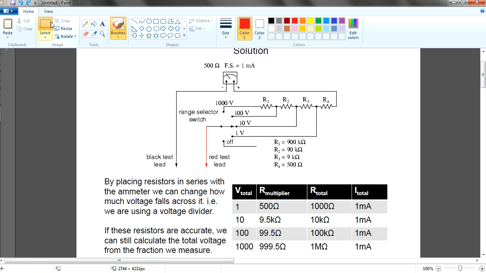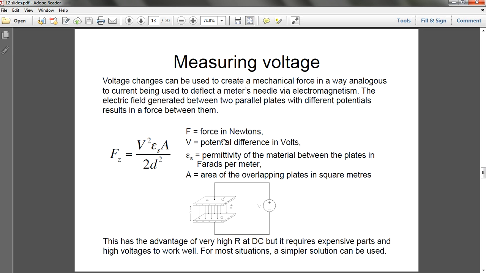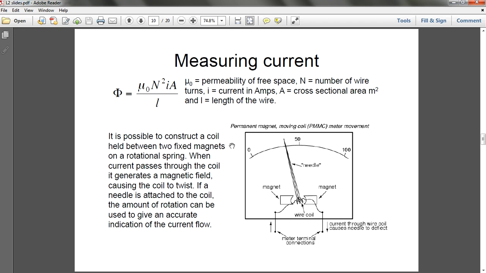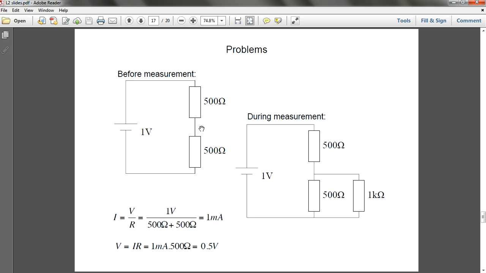But nonetheless, this is the concept of a voltmeter. It's still using an ammeter as a range. If you remember, it implements the same system, the needle system, magnet and magnet. However, this is how the voltage is being connected. All right, and then what is the problem again?